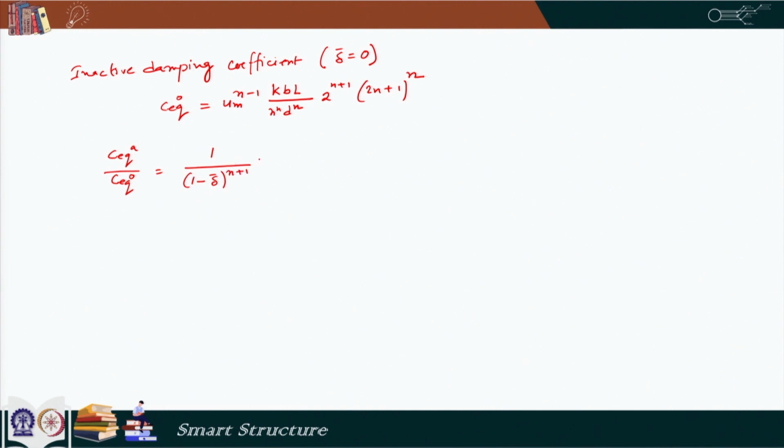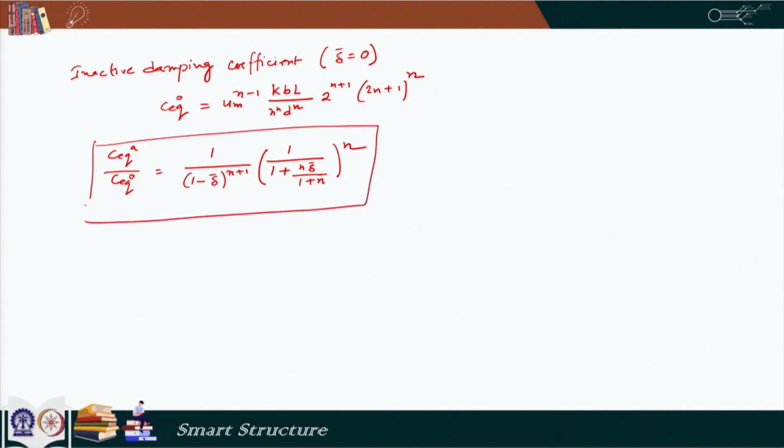So, the ratio of active and inactive damping coefficient can be obtained from here in terms of this non-dimensionalized plug thickness delta bar, and that becomes 1 minus delta bar to the power n plus 1, multiplied by the nth power of 1 by 1 plus n delta bar divided by 1 plus n. So, this is the ratio of the active and inactive damping coefficient.